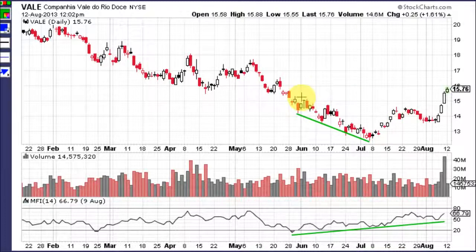Okay, right here, I see a bullish cup and handle chart pattern that has already broken out above the neckline resistance on huge volume, increasing volume on the days it broke out above resistance. That's exactly what you want to see.